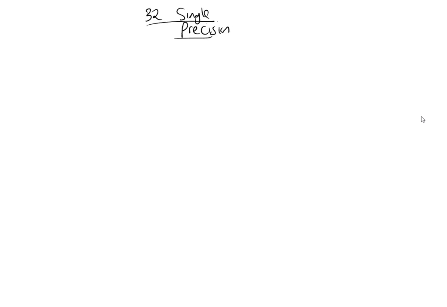Okay, and with 64-bit machines, we have what we call double precision.